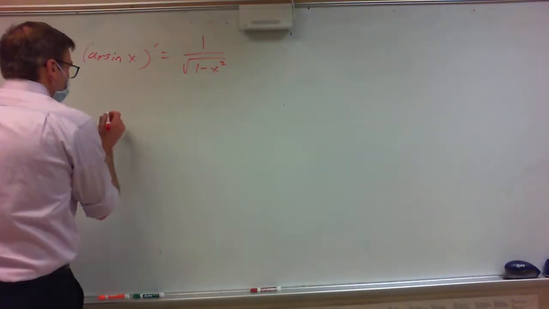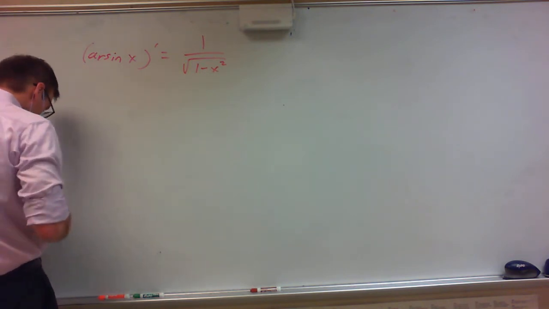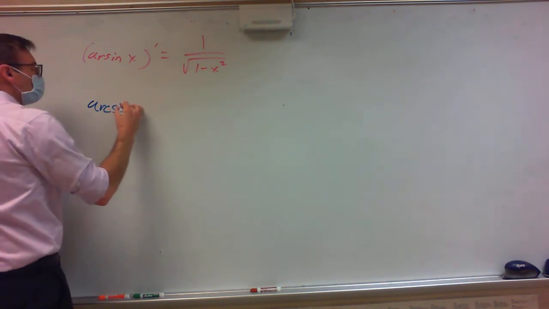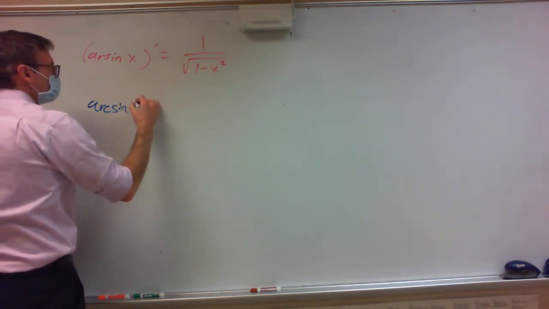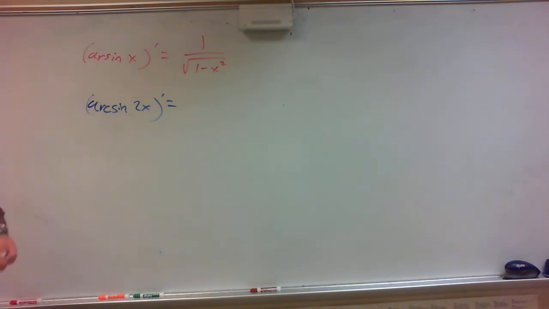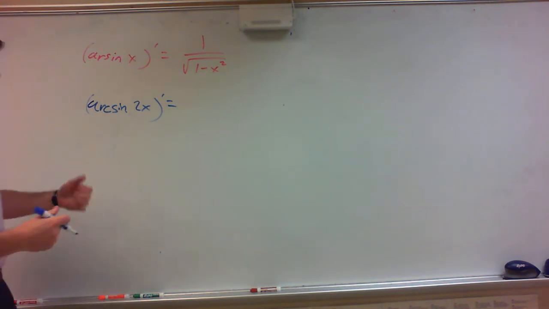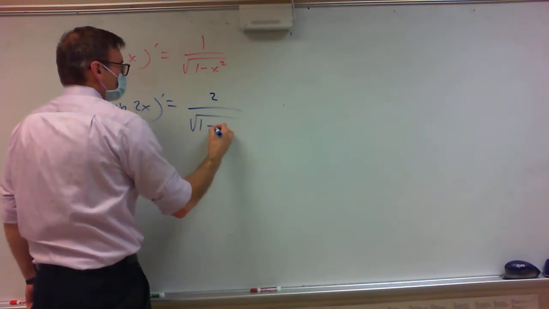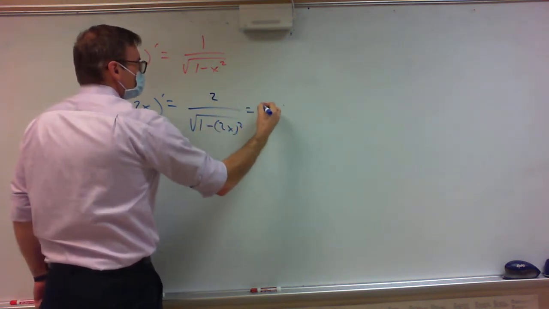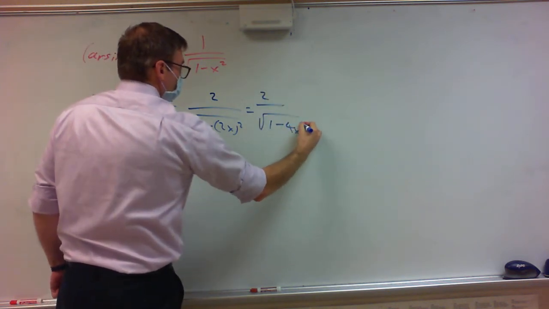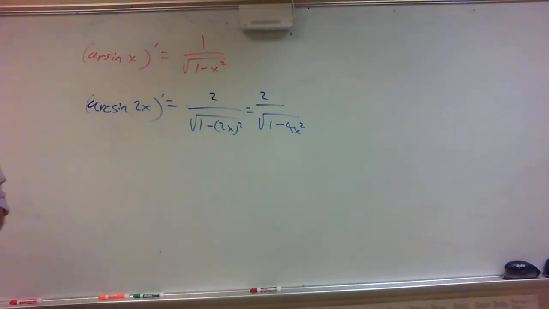Okay, next up. Here, let me change colors. What about arc sine of 2x? Derivative of arc sine of 2x. 2 over the square root of 1 minus... So I get 2 over the square root of 1 minus 2x squared, which is 2 over the square root of 1 minus 4x squared. Everybody okay with that? That pretty easy?